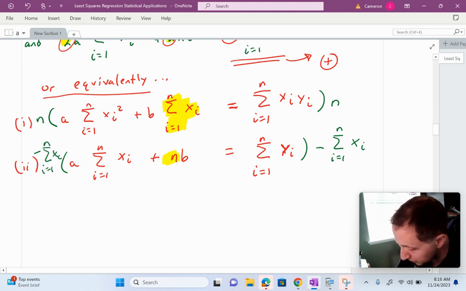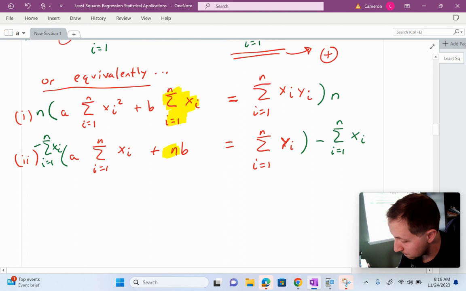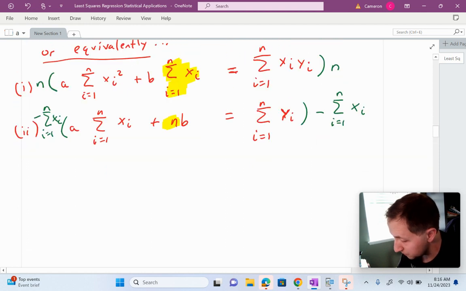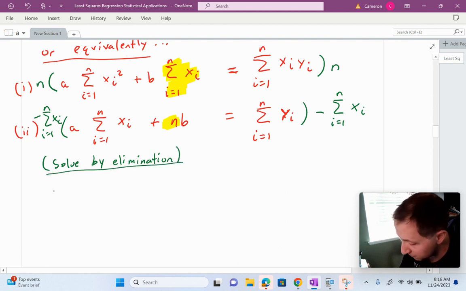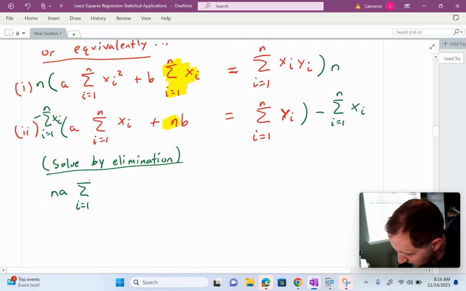So I'm just trying to equate the coefficients but make them opposites. And now I'm going to distribute. If I distribute n through to everything in the first one, so this is solve by elimination or substitution. Again, if you don't like doing elimination, you can do substitution. This would give me n times the sum of, let's see, i equals 1 to n of xi squared.